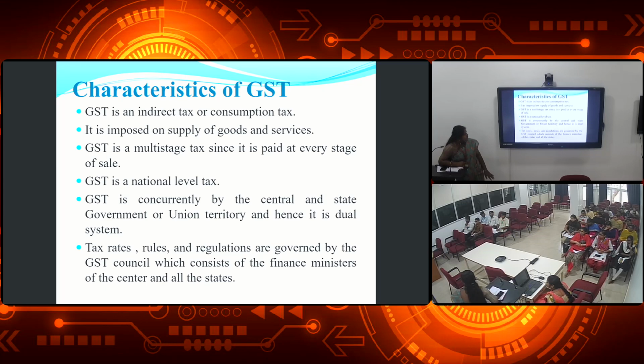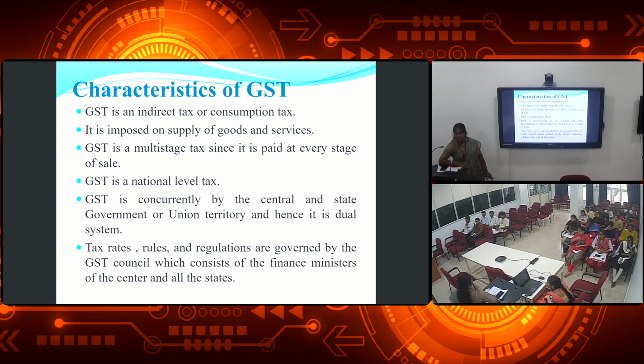Next, GST is a national level tax. It is not an international level tax. In our nation, to reduce the burden, they have implemented the GST.